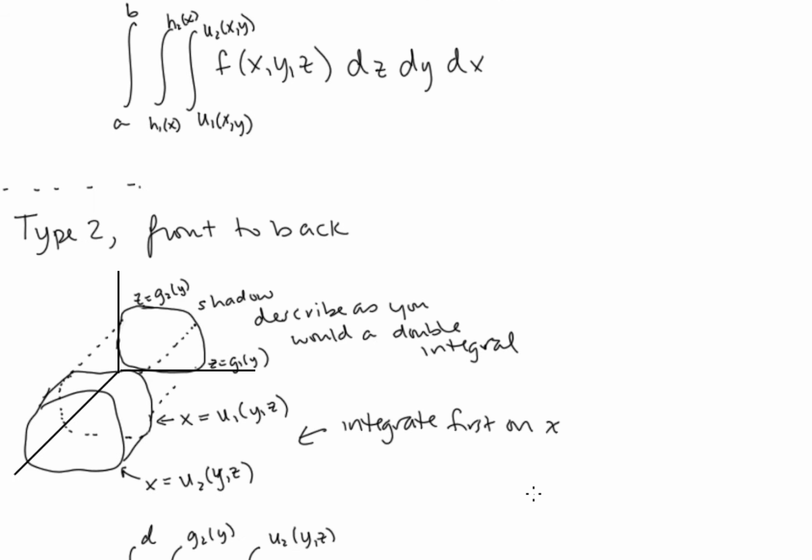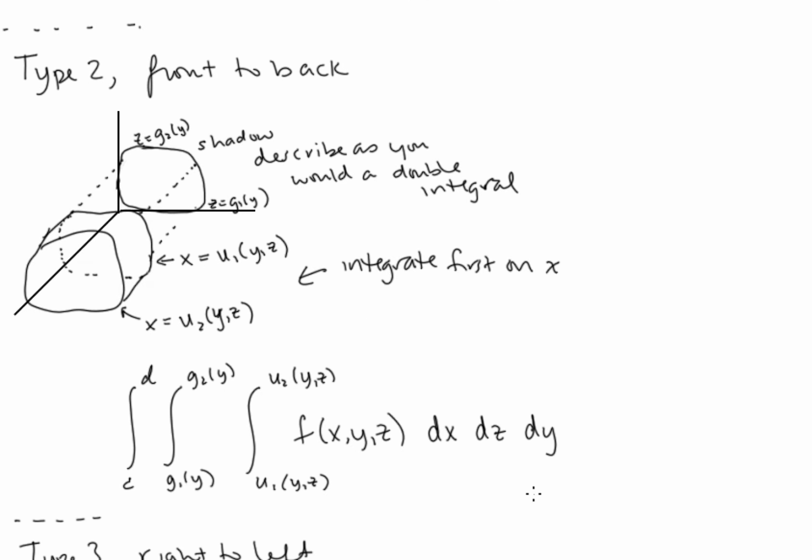Now a type 2 region is what I like to call front to back, because we have x as a function of y and z for the front of the solid, and also x as a function of y and z for the back of the solid. And so once we recognize those surfaces, we can make that our inner integral. And we have our bounds on x here from u1 of y, z to u2 of y, z.